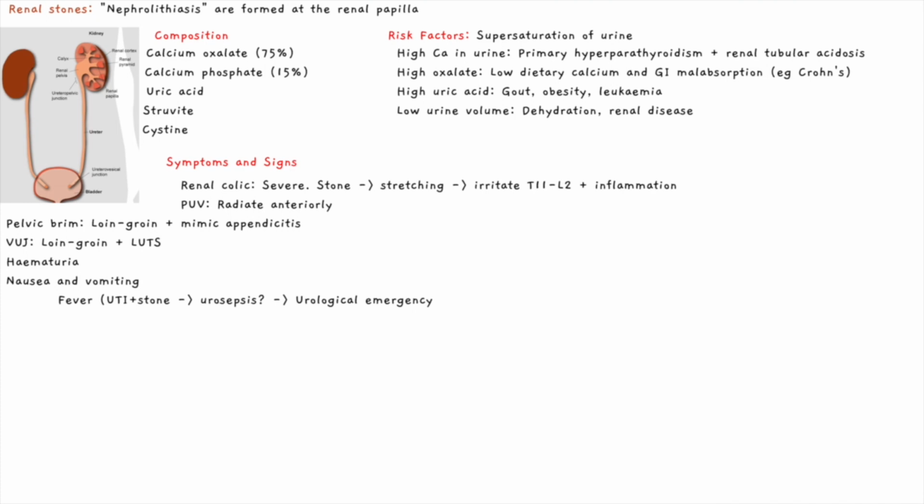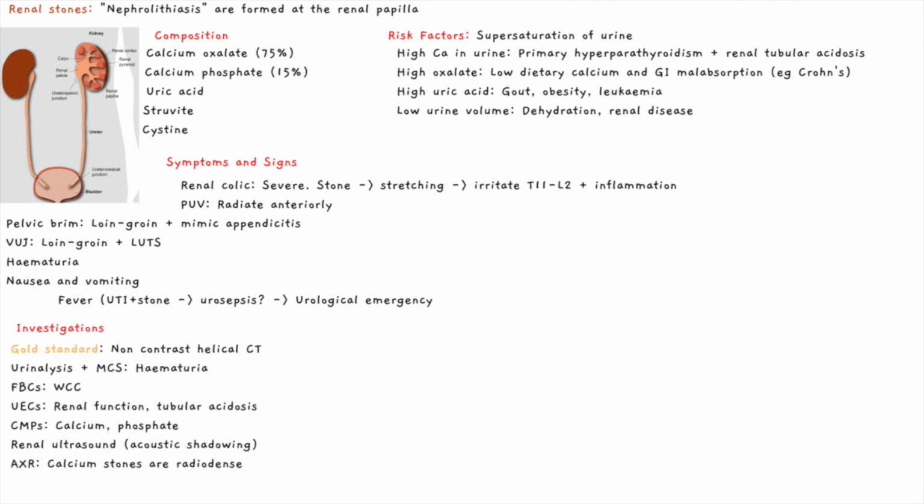So at the pelvic ureteric junction, the pain may radiate anteriorly and mimic gallstones. Otherwise, it will present with the typical loin to groin pain, and if it's at the pelvic brim, it may also mimic appendicitis. If it's at the vesico-ureteric junction, you'd also expect lower urinary tract symptoms, such as frequency and urgency. Regardless of the position, the patient may experience hematuria and nausea and vomiting. If the patient is febrile, it is concerning because this may mean there is a UTI associated with the stones, and this can really easily progress to urosepsis and hence is a medical emergency and requires surgical treatment.